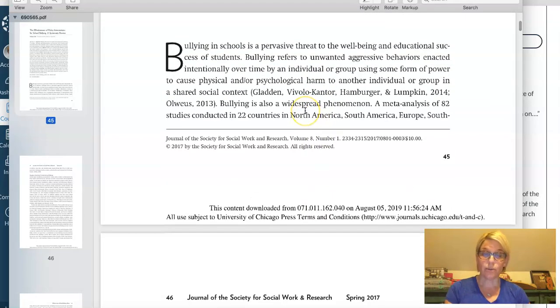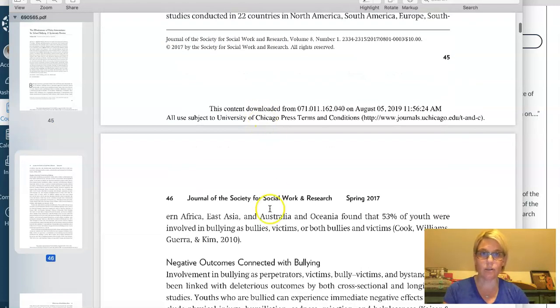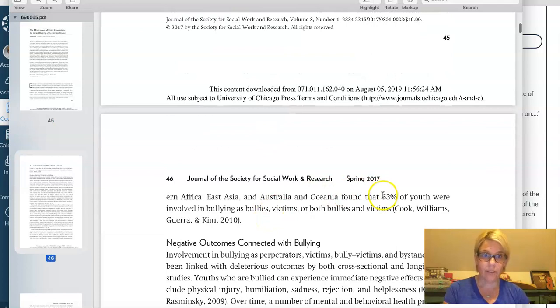Then they also talk about how it's a widespread phenomenon. There was a study that had 82 studies from 22 countries all over the world. Half of youth are involved in bullying. So that's a big deal. That certainly gets my attention.